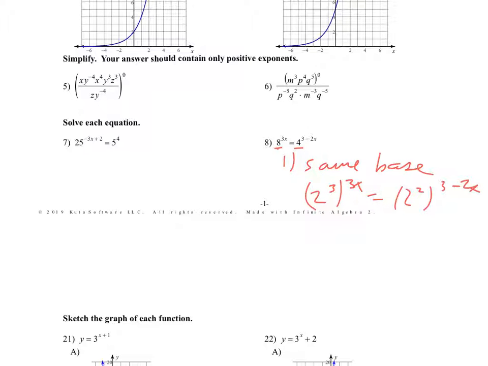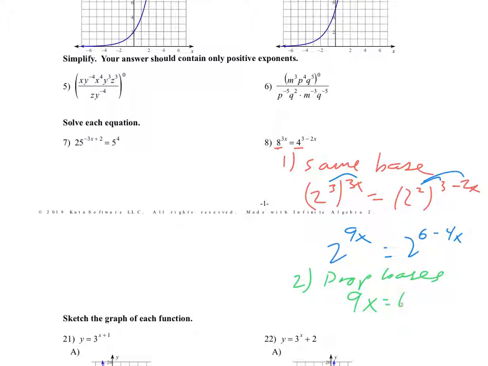And so now I need to multiply my exponents. So this one's going to be 9x. And then this one needs to distribute as 6 minus 4x. Once I have the bases the same, my next step is to drop the bases. And so then I'm going to set the exponents equal. And then I'm going to isolate x. So in this case, I'm going to add 4x over here. So 13x equals 6. And then I'll divide both sides by 13. So x equals 6 over 13.